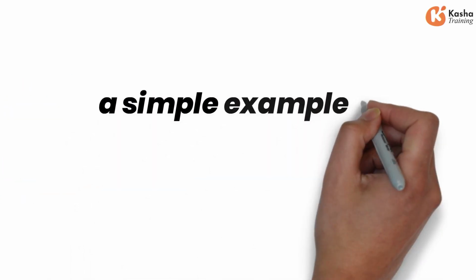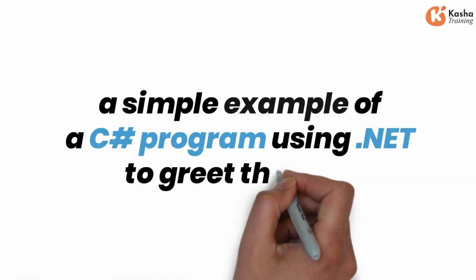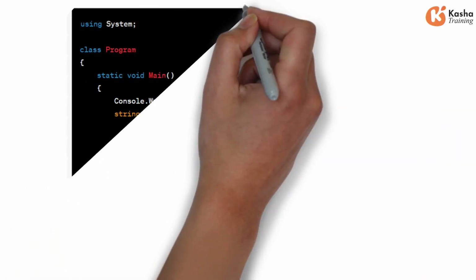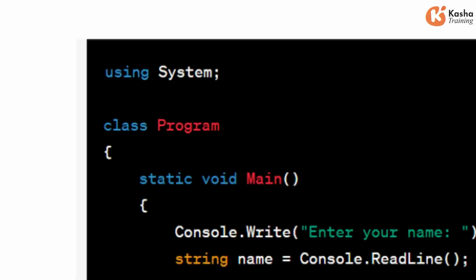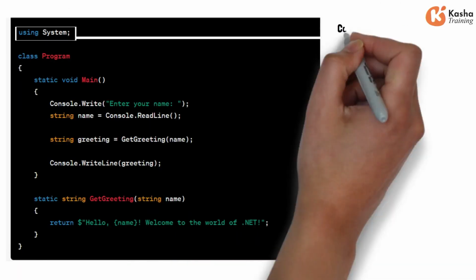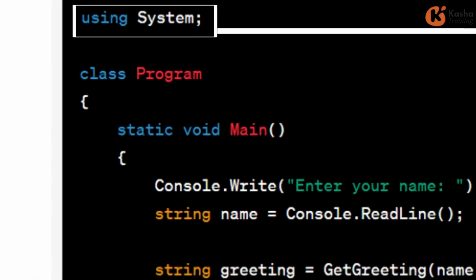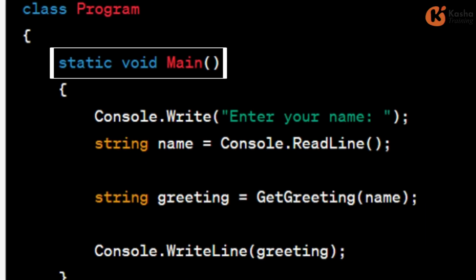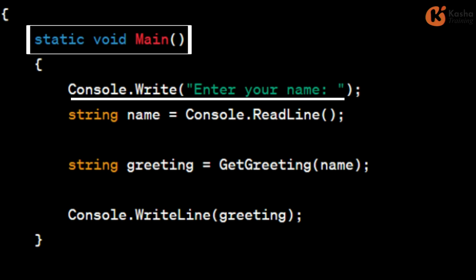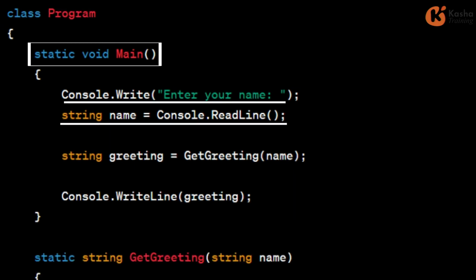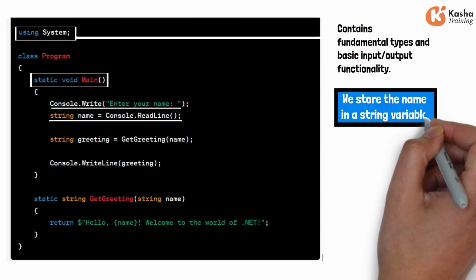Here's a simple example of a C# program using .NET to greet the user. In this example, we start by importing the System namespace, which contains fundamental types and basic input-output functionality. In the Main method, we prompt the user to enter their name using Console.Write and read the input using Console.ReadLine. We store the name in a string variable.